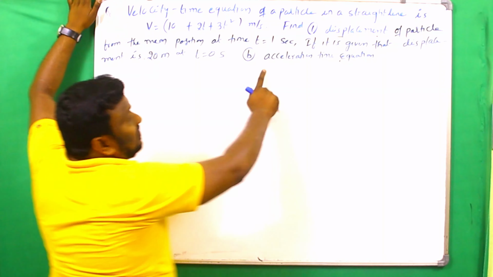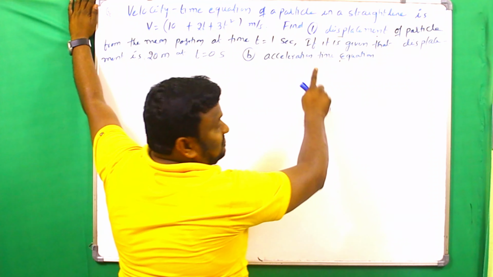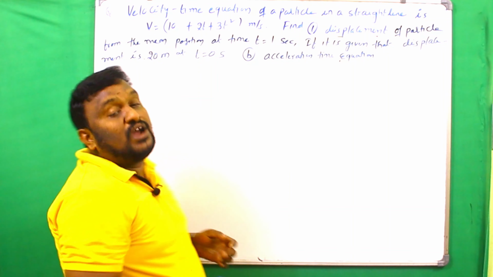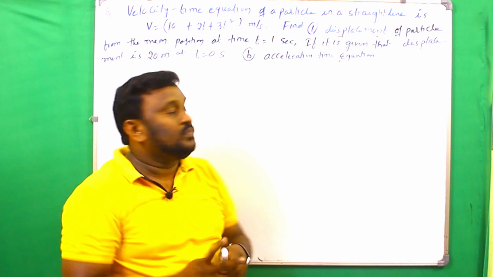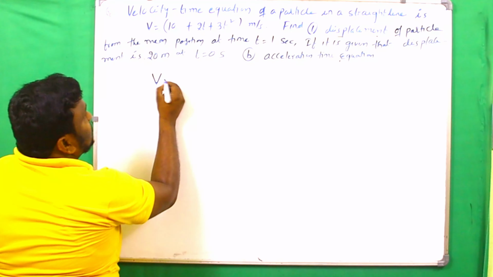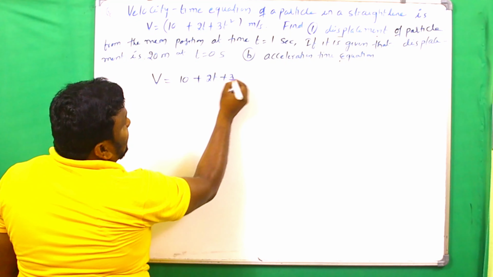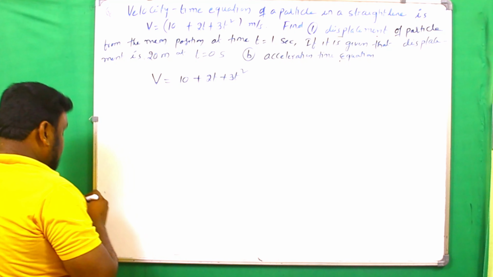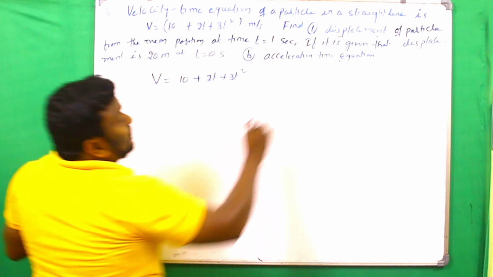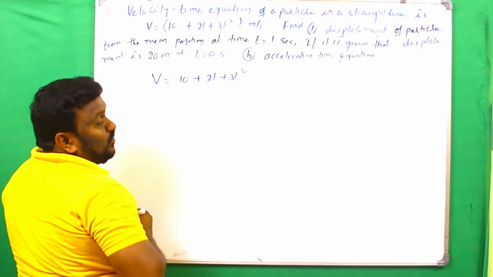And the second one is acceleration. Given the velocity, we have to find out the acceleration. So then we follow differentiation for the second one. Clear? Now what is the given equation? v is equal to 10 plus 2t plus 3t square. It is the given equation for velocity. So the first thing is the displacement of the particle from the mean position at time t is equal to 1 second.